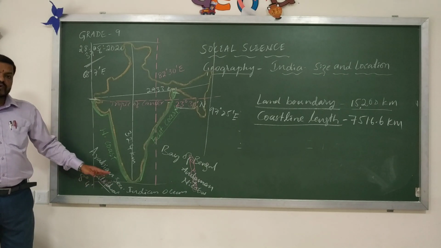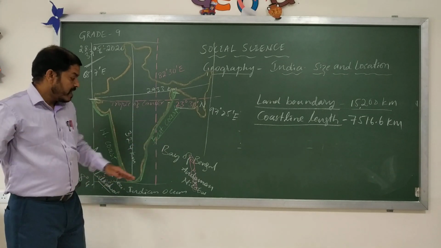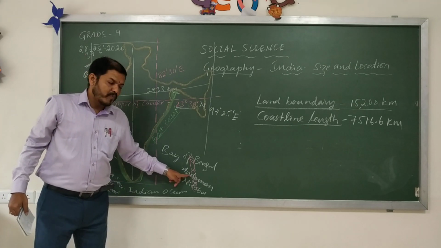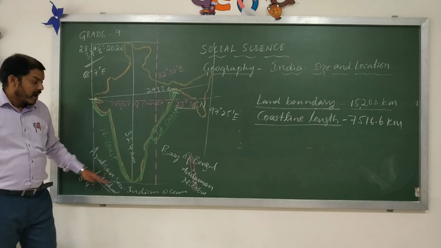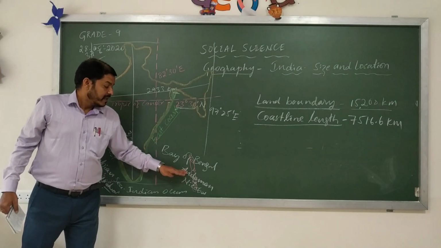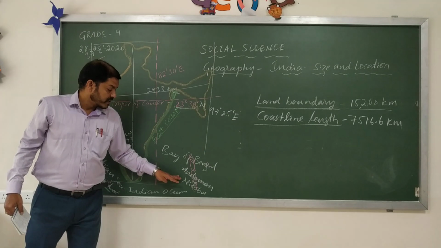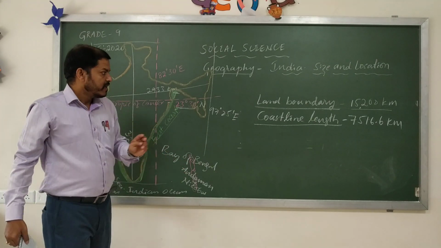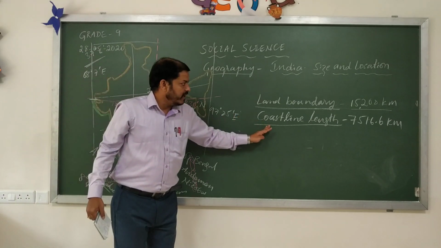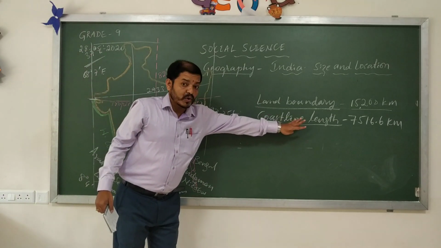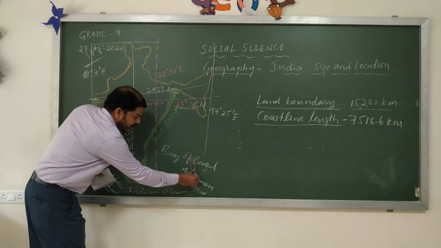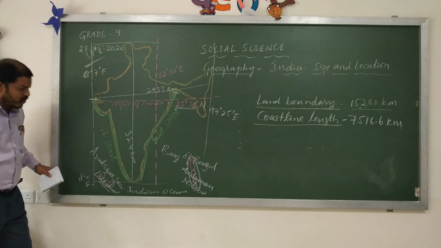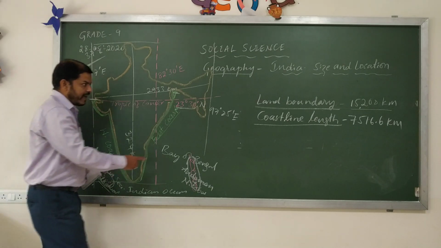In total there are 247 islands. 203 are on this side in Andaman and Nicobar, and the remaining are here in Lakshadweep. In the Andaman and Nicobar Islands, the largest island is Greater Nicobar. Greater Nicobar is the largest. Please remember, the important thing is that the total coastline length includes these islands and their coastal boundary.